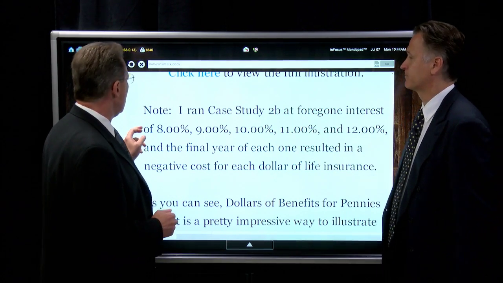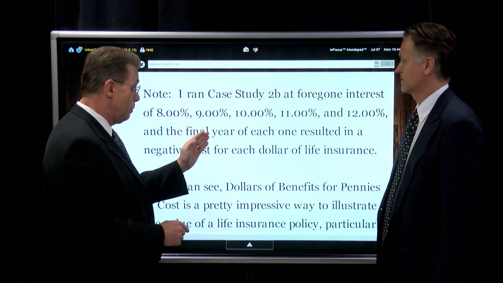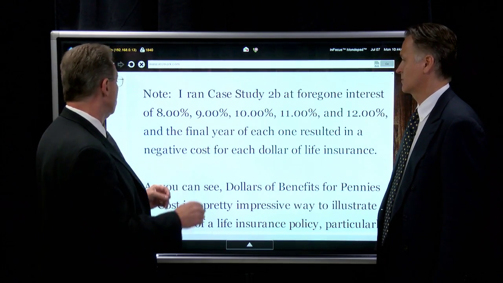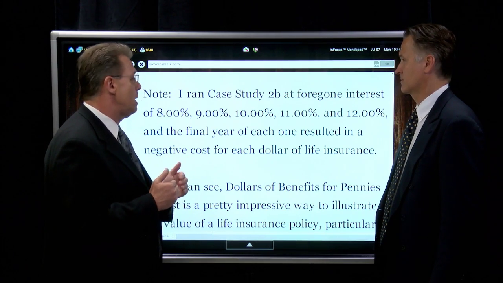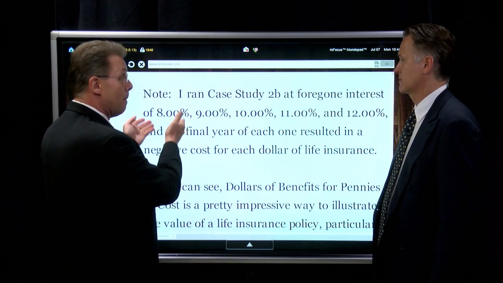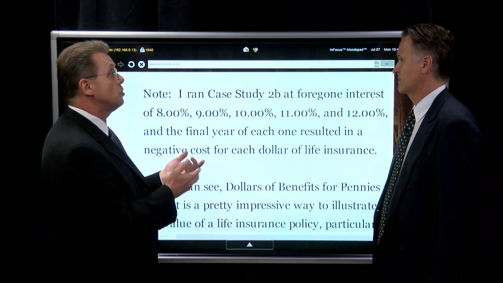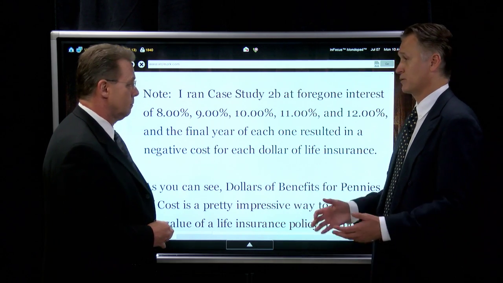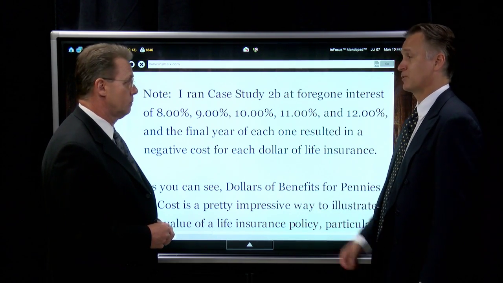So go ahead. Yeah, well, I noticed that you ran this at 8%, you ran it at 9%, you ran it at 10, 11, 12%, and the final year of each one resulted in a negative cost for each dollar of life insurance. That was, to me, impressive because we actually kept bumping the actual rate of return higher and we were getting our cost. It was still negative. Yeah. Even if you have a 12% use of money assumption on the premium paid, you were still at a negative cost per dollar of death benefit.